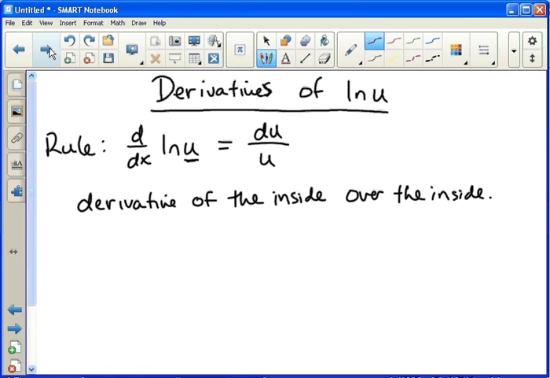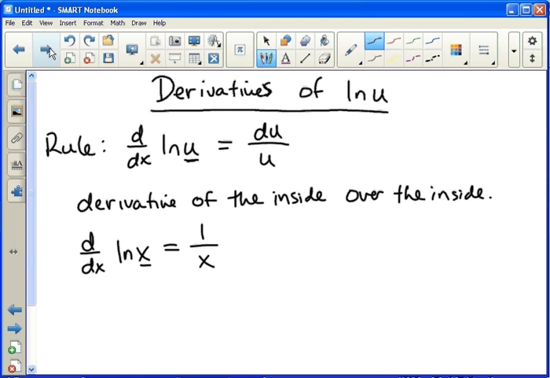Let's say we do the derivative of the natural log of x. We'll just do the basic one. Well, my inside is x, the derivative of that is 1, and I divide by x, because that's the inside. So it's the derivative of the inside over the inside. Okay, let's try another one.